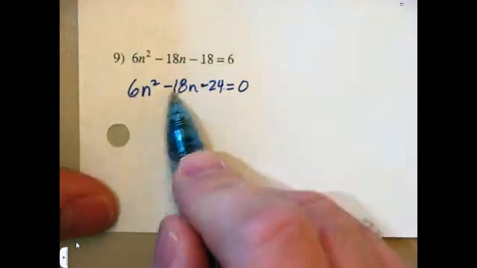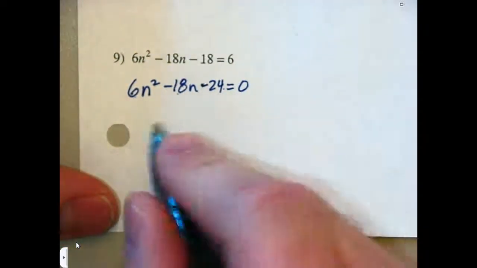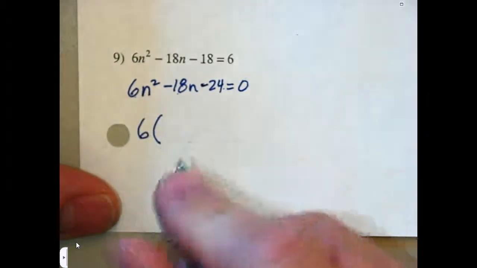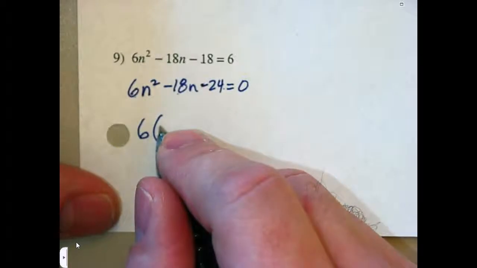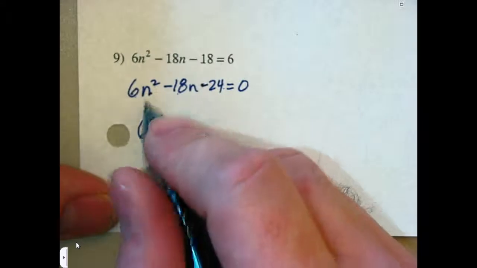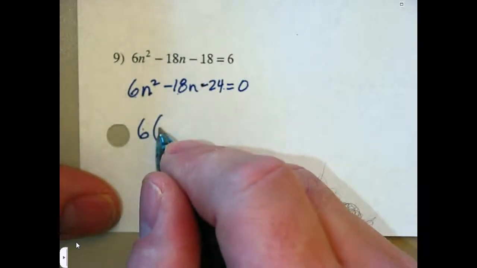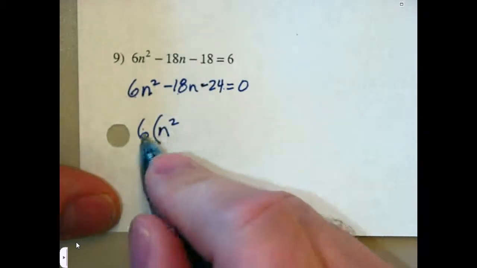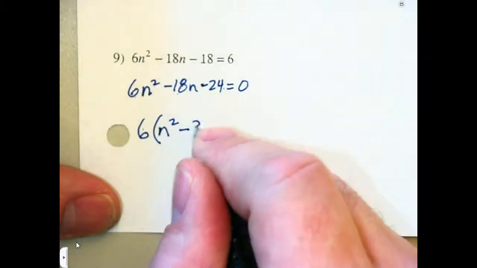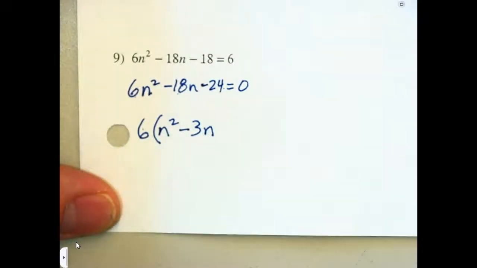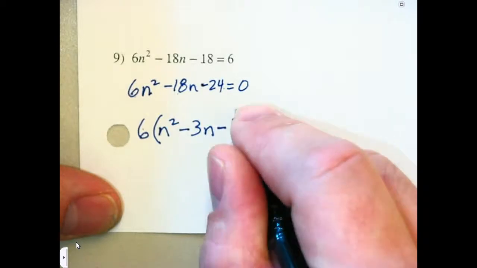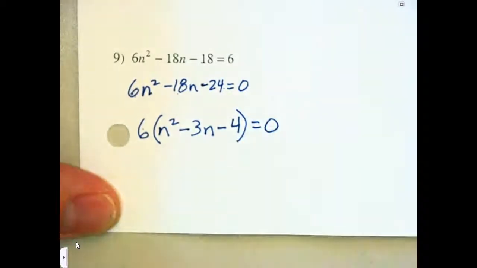Yeah, you could take a 6 out of all these. So you factor out a 6. 6 times what is 6n squared? Nope. 6 times what makes that? Just n squared. 6 times what is negative 18? Negative 3n. And 6 times what is negative 24?